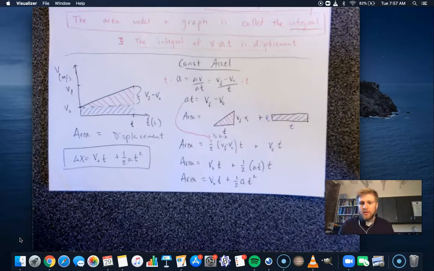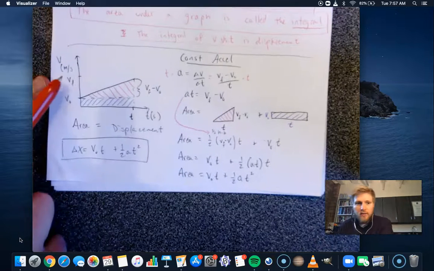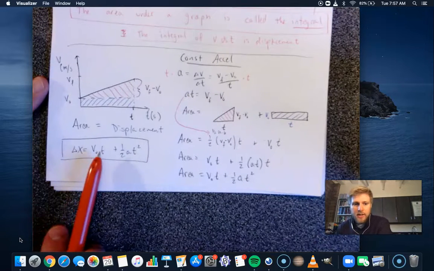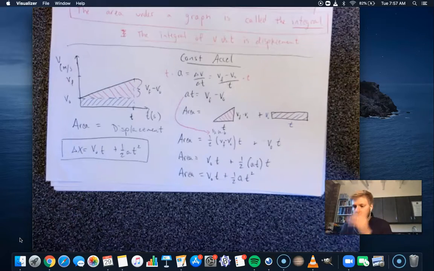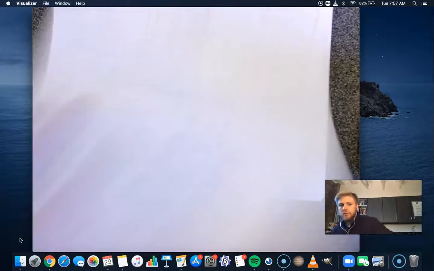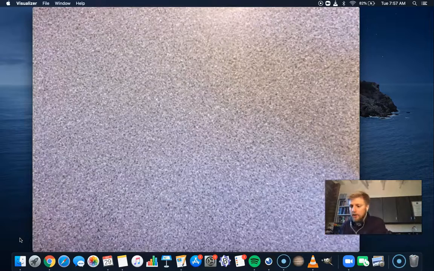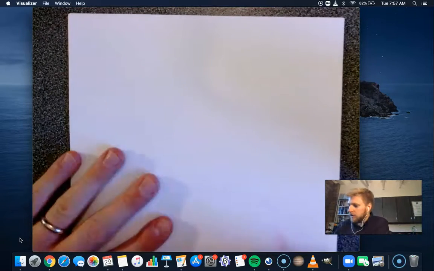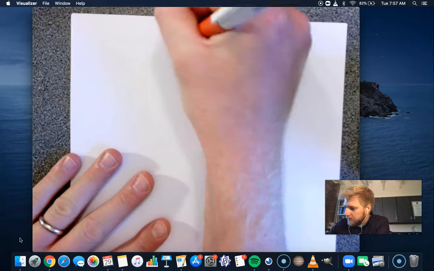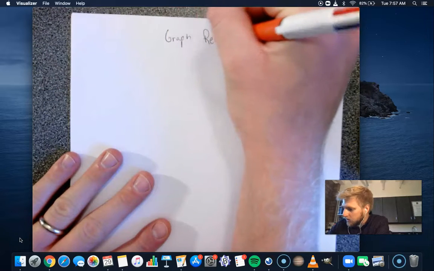The last thing I want to do is summarize what we know so far about the relationships between graphs. So here I just told you that if you have the velocity, you can get the displacement. What I want to do is summarize all of what we know so far about the relationships between graphs. And then you're going to use that on your homework. Okay. So we'll just call this roughly here graph relationships.